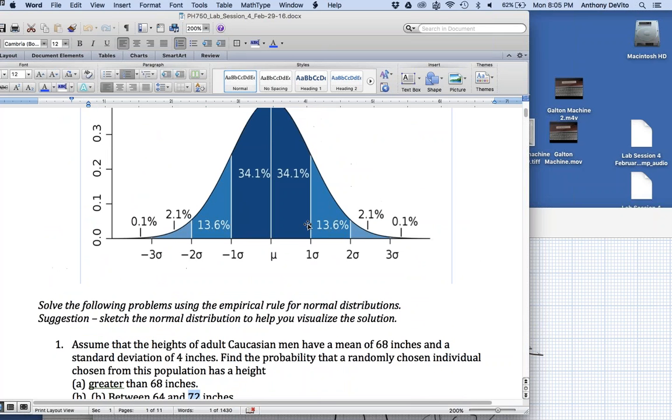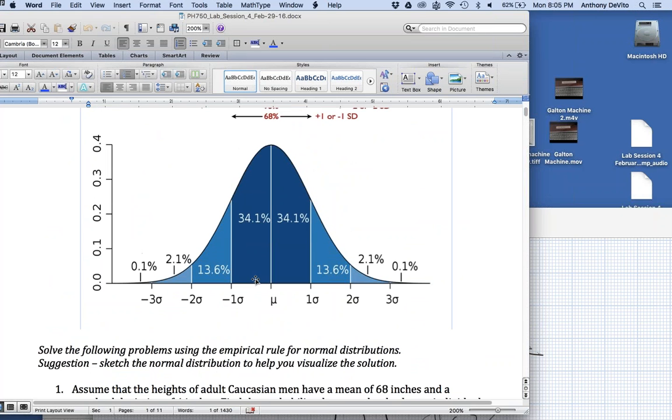1 standard deviation. So that means everything up to the mean represents 50%, plus you have another 34% here. So 50 and 34 is 84. What does that leave to be above 1 standard deviation above the mean? That means 16% is the probability that you would have a woman from that population.